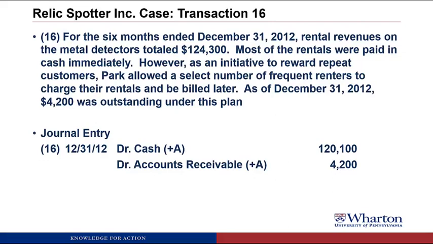Now we're looking for the credit part of the journal entry, and what we have left to do is record the rental revenue. Revenue accounts are credit balance accounts, so to increase revenue, we credit rental revenue, which increases revenue and increases stockholders' equity by $124,300. Another way to look at this is that Relic Spotter recorded $124,300 of revenue, of which $120,100 was received in cash, and $4,200 has not yet been received in cash, but hopefully will turn into cash soon in the coming months.